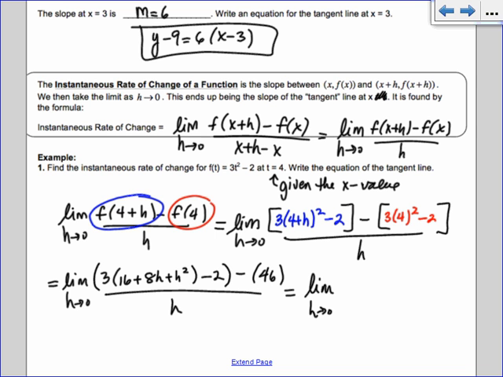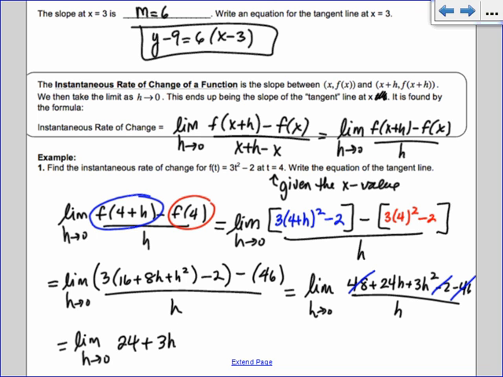We distribute the 3, so we get 48 plus 24h plus 3h squared minus 2 minus 46 all over h. If we did it correctly, all the things that have just plain numbers and no h's will go away. So we have 48 minus 2 minus 46. So we have the limit as h goes to 0 of 24h plus 3h squared over h, so it's going to be 24 plus 3h. So what's my slope? 24. Right, plug in h goes to 0.